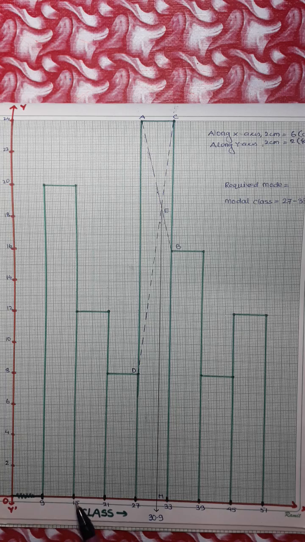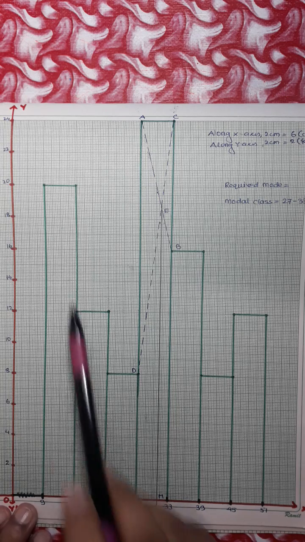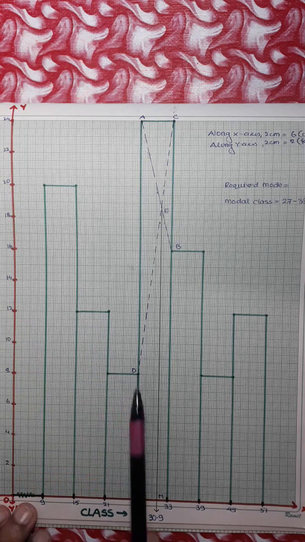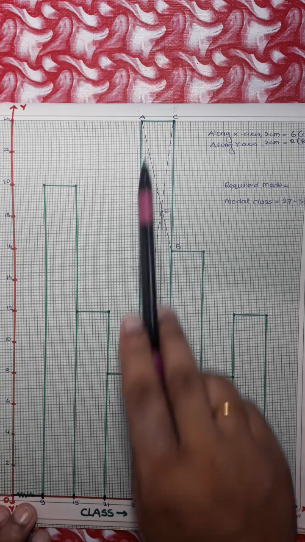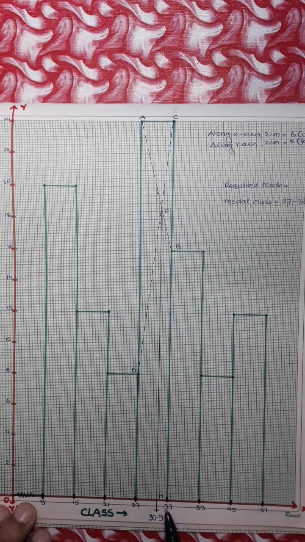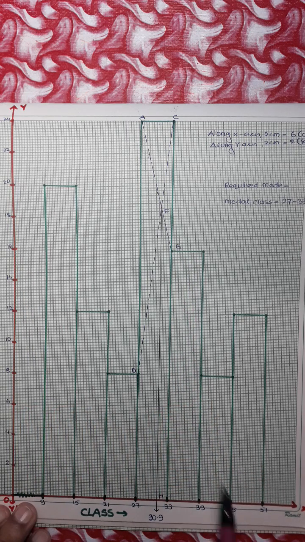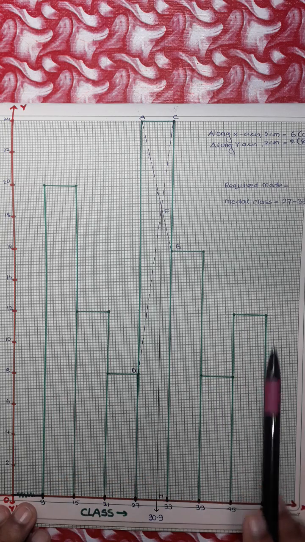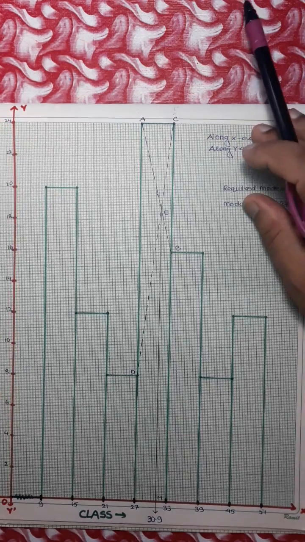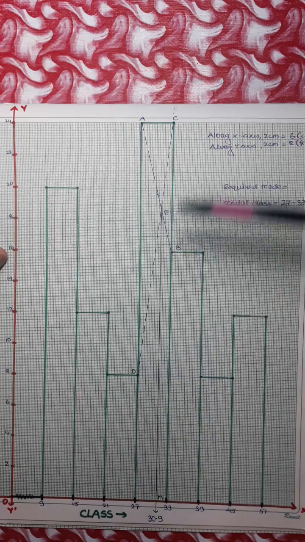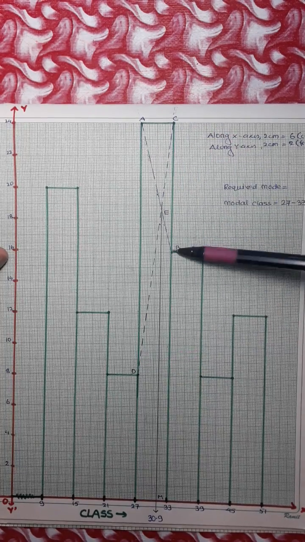Now if you see this, since it is starting from 9 to 15, that means the frequency of 9 to 15 is how much? It is 20. 15 to 21 frequency is 12. 21 to 27 frequency is 8. 27 to 33 frequency is 24. 33 to 39 frequency is 16. 39 to 45 frequency is 8. 45 to 51 frequency is 12. Okay, so which one is the highest? Right, this is A, C, B, D. Or we can say D, A, C, B. You can write like this also.